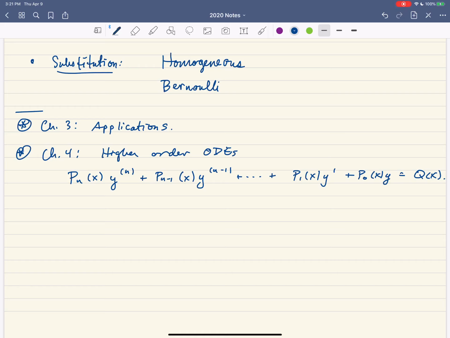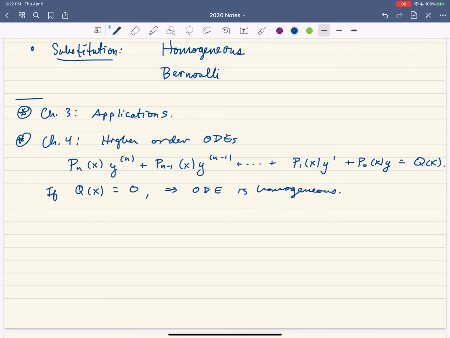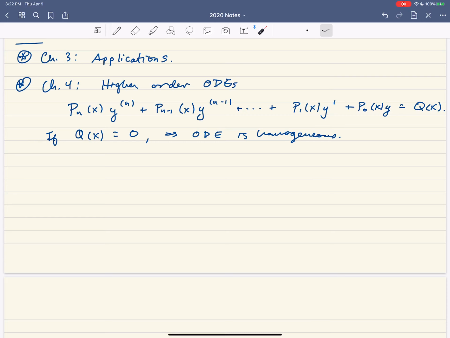We study these in particular cases. These are substantially harder than the first order differential equations that we talked about, but we studied these in a few cases. If q is 0, then that implies that our differential equation is homogeneous. This is a different notion of homogeneity than we talked about up here. Those are the same word, but they mean different things. So here, a higher order homogeneous differential equation is one where the right side is 0.